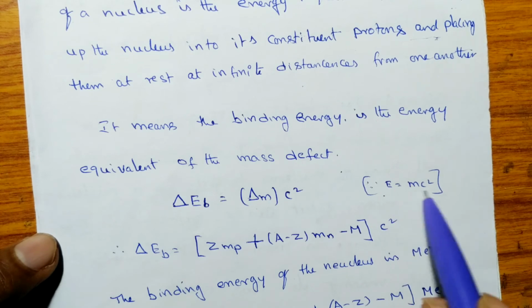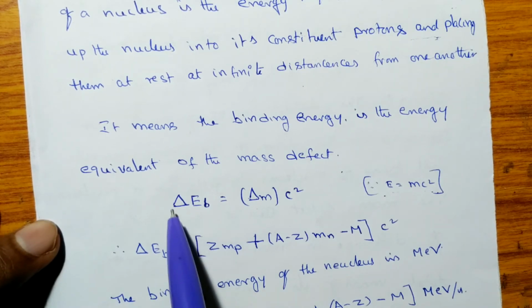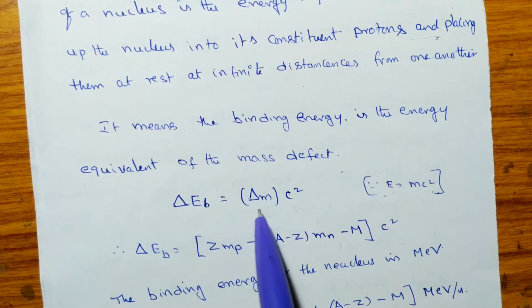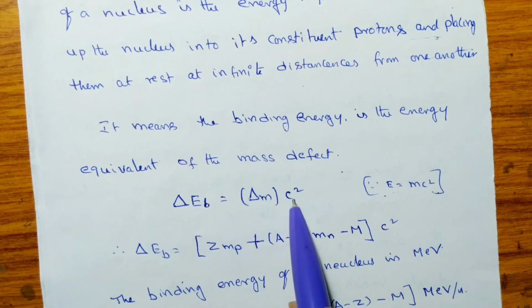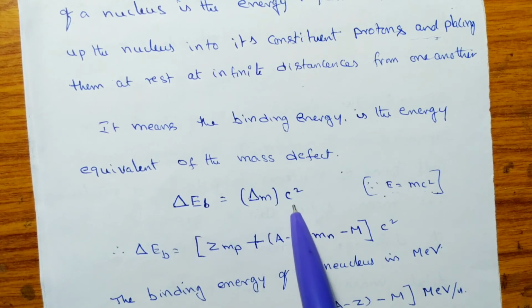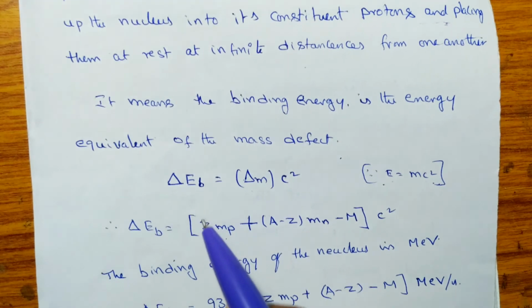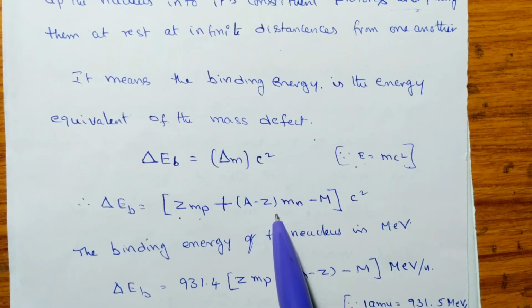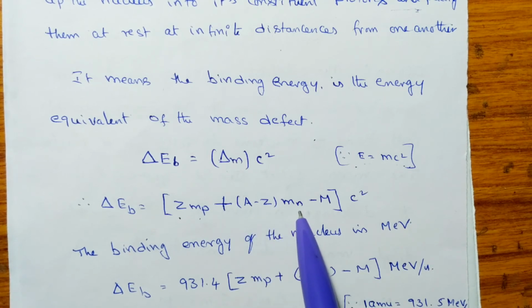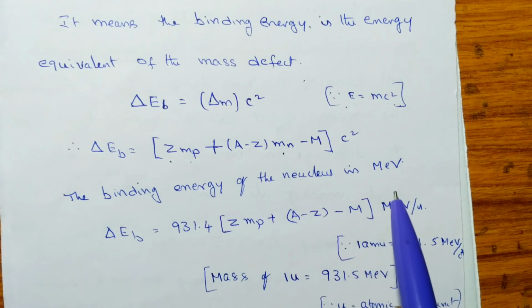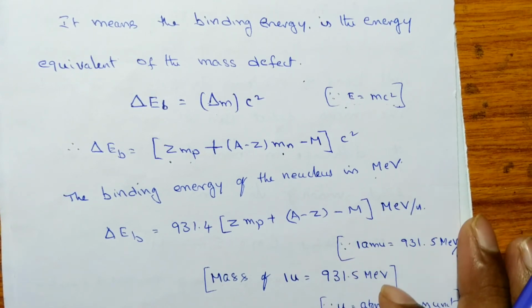We know Einstein equation E is equal to mc square. Let us consider the mass defect. This is the binding energy: delta Eb is equal to delta m, the change in mass, into c square. C means velocity of light in air. Then delta Eb is equal to Z into mp, Z means atomic number, into mass of the proton, plus A minus Z, number of neutrons, into mass of the neutron, minus m, the mass of the nucleus, into c square. The binding energy of the nucleus is measured in MeV.